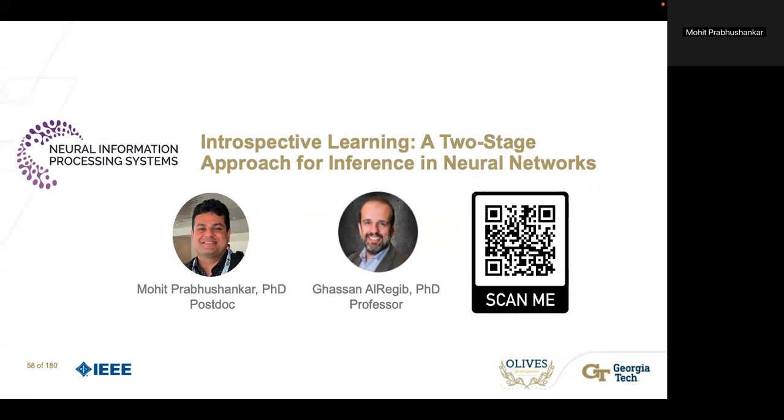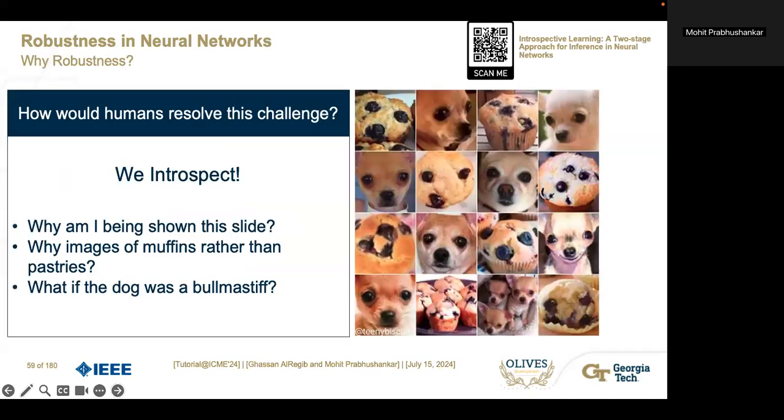Again, this is more of a case study of what we just talked about. This was a paper about 2 years ago at NeurIPS. The idea was about introspective learning and a two-stage approach to inference. So I'll bring the slide back, which is given this image. There's a reason I showed this image, right? The goal was for you to actually look at it and introspect within yourselves. And you probably asked yourselves why I was showing this slide and why I was showing these particular images.